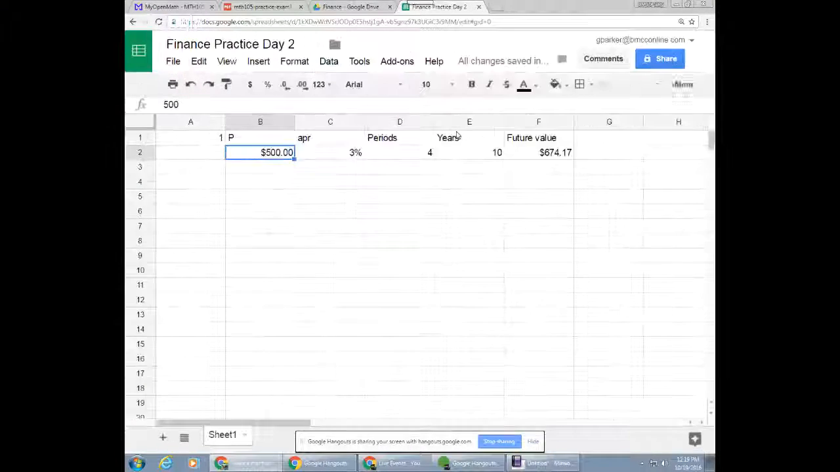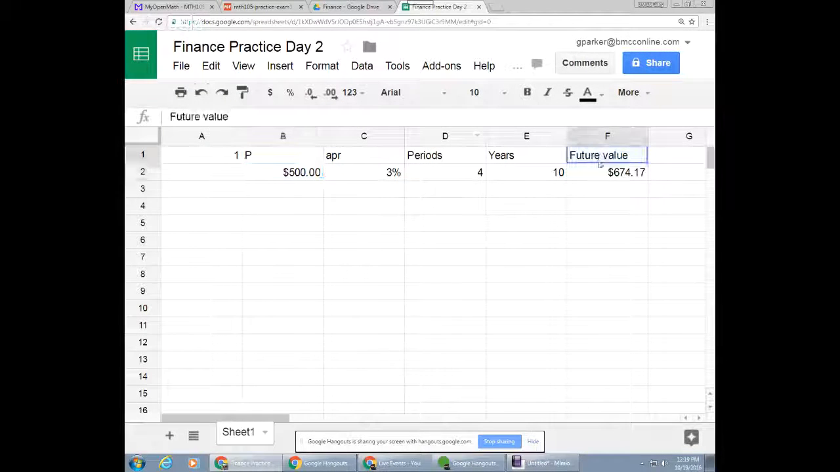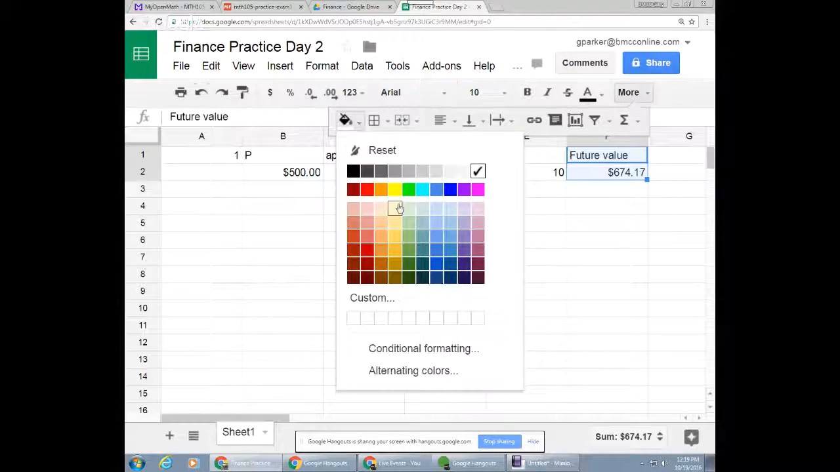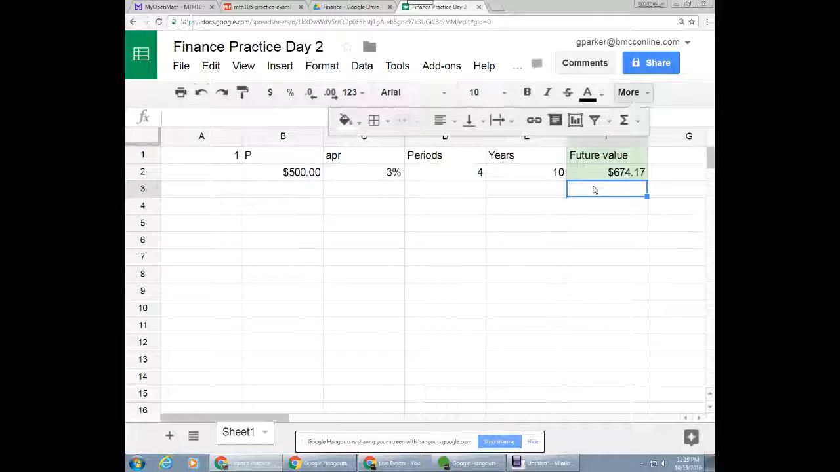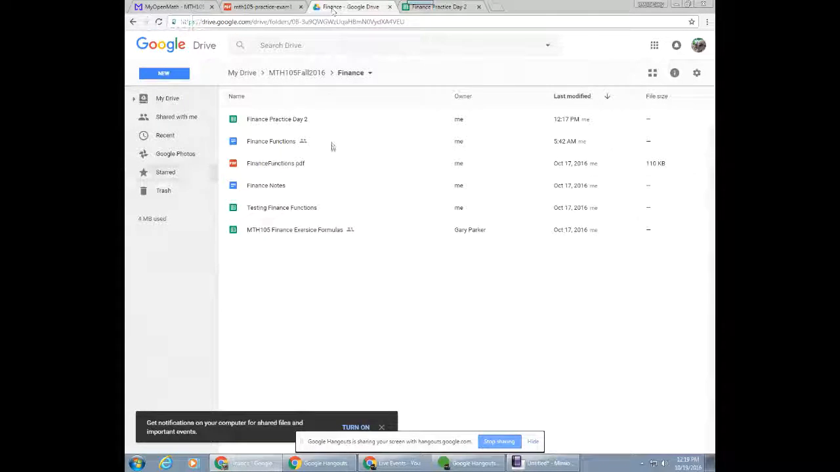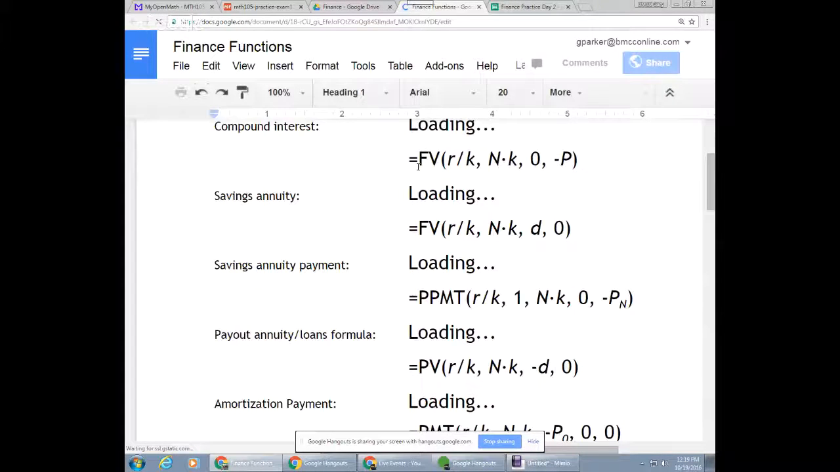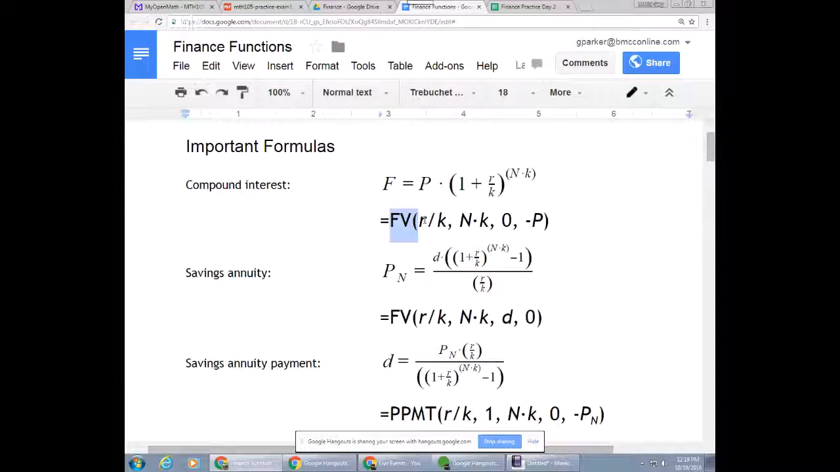Let's blow this up so it's a little more readable. Highlight, that is my answer. There's my highlighter. Let's do green. So on the cheat sheet, I mentioned another way to do this. I think it's right here. That you can also use the future value function on the computer. So I'm going to try and do the future value function, see if it gives me the same amount.